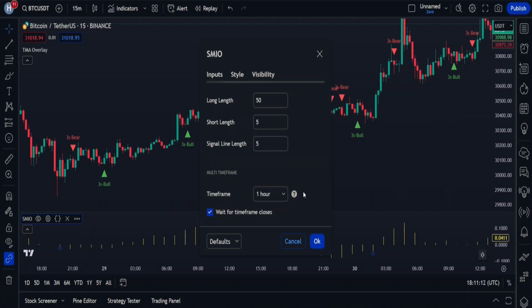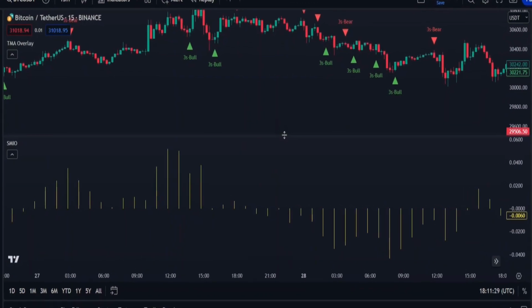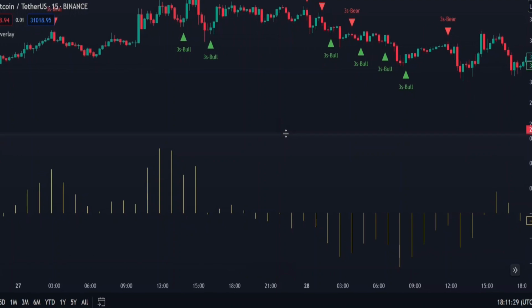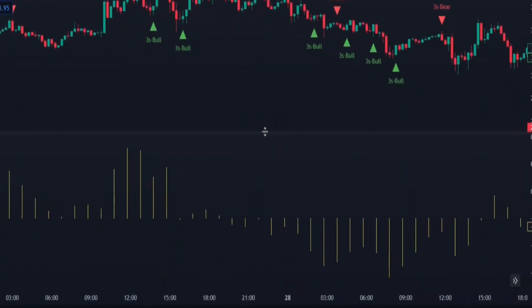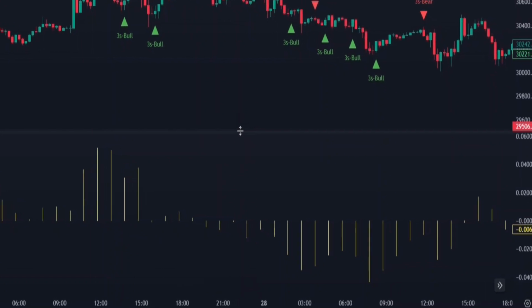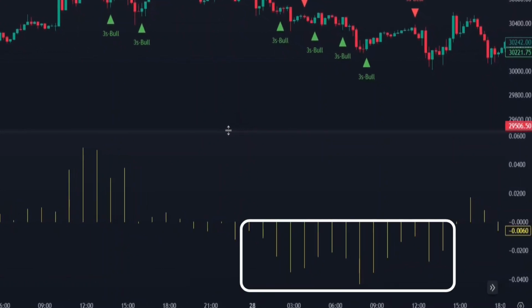So now if we have a look at our chart, when a buy signal is generated, we need to confirm it using the SMIO indicator. To do this, the histogram of the SMIO indicator should be above the 0 level. And similarly, in case of a sell signal, we need to confirm it with the SMIO indicator. So the histogram of the indicator should be below the 0 level, just like it is here.